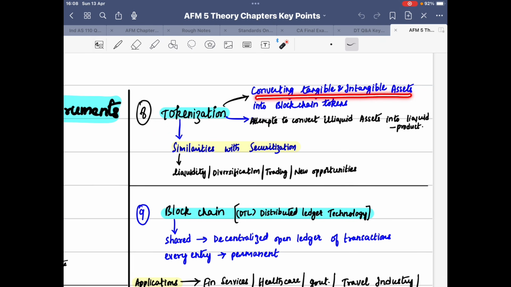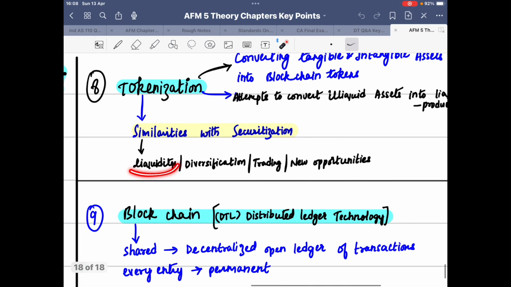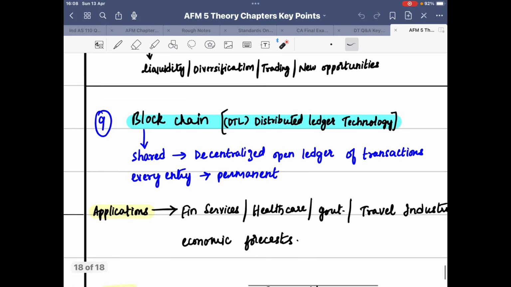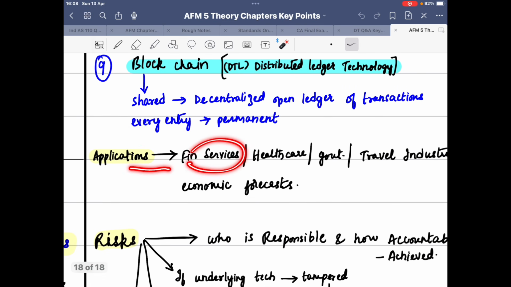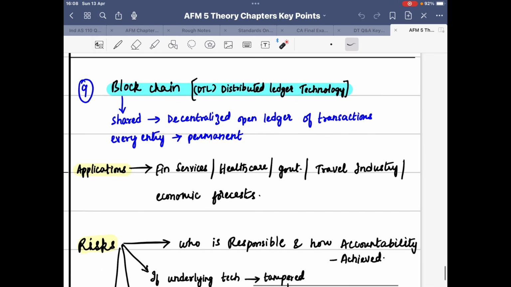Tokenization: converting tangible or intangible assets into blockchain tokens, attempts to convert illiquid assets into liquid products. Similarities with securitization: liquidity, diversification, trading, or new opportunities. Blockchain, DLT, distributed ledger technology. It is a shared, decentralized, open ledger of transactions. Every entry is permanent. Applications: financial services, healthcare, government, travel industry, economic forecasts.